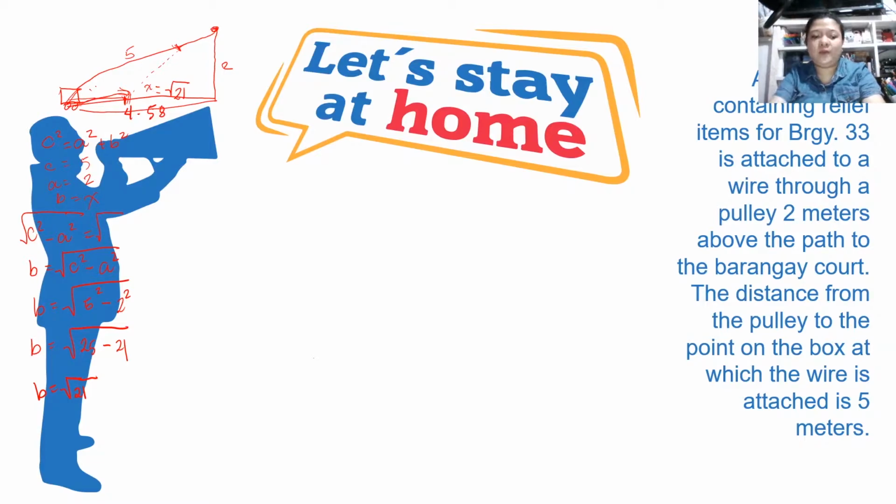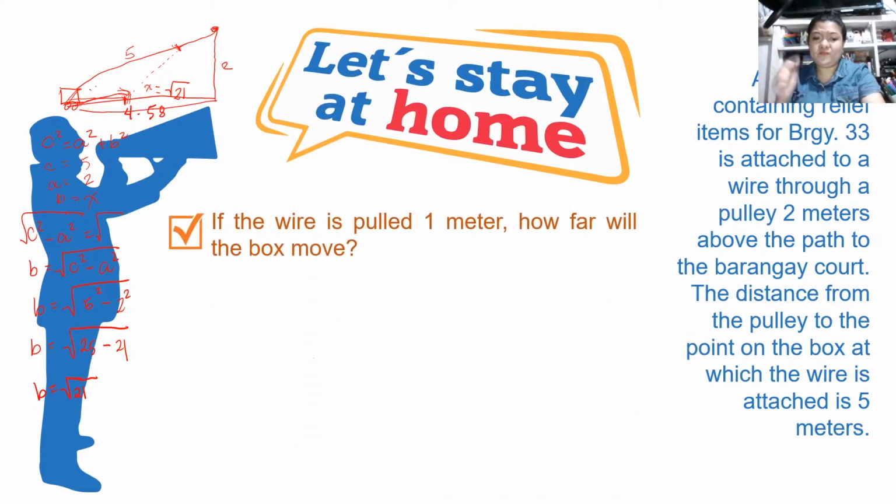Ngayon, tignan natin itong pangalawang tanong. If the wire is pulled 1 meter, how far will the box move? So, ibig sabihin, kapag daw hinila yung wire dito ng 1 meter, gaano ro kalayo yung igagalaw ng box papunta dito sa point ng pulley. I-represent natin ang bago nating mga measurements. So, dahil hinila ng 1 meter yung pulley, so instead na 5, ang bago na nating hypotenuse ay magiging 4.